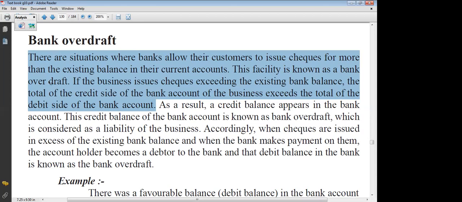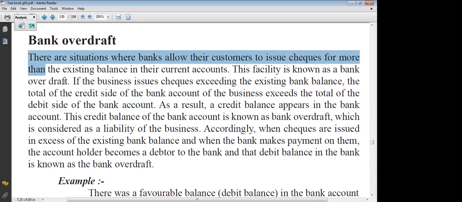Now, please highlight this sentence. There are situations where banks allow their customers to issue checks for more than the existing balance in their current account. This facility is known as bank overdraft.